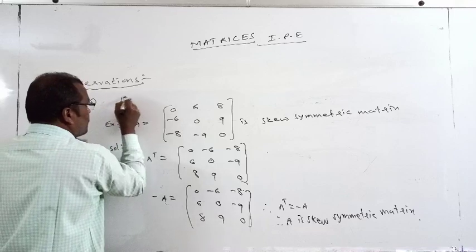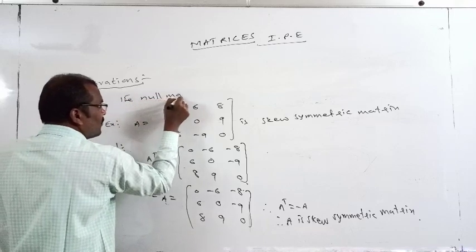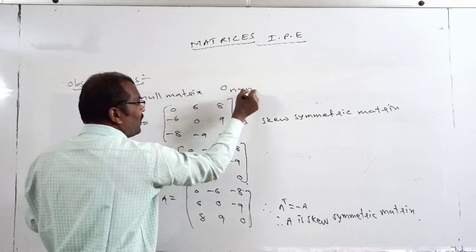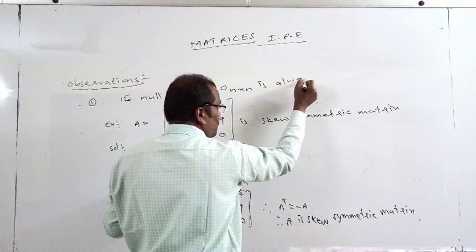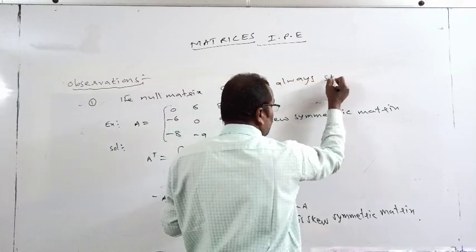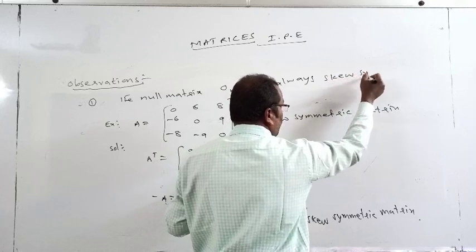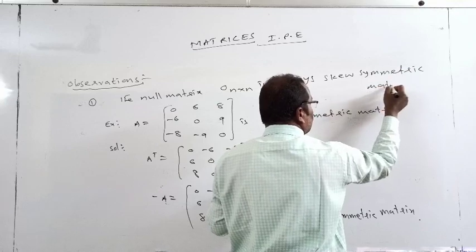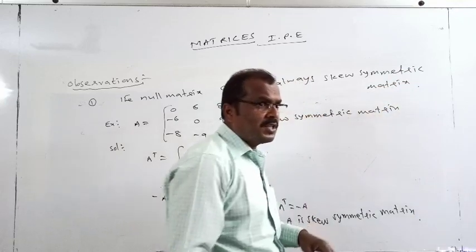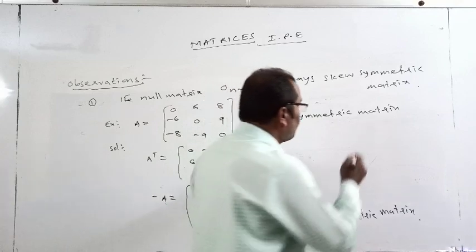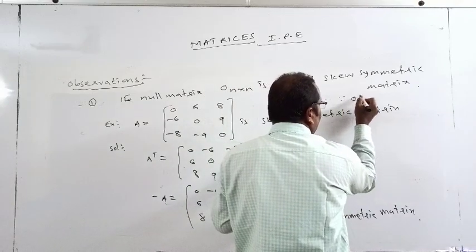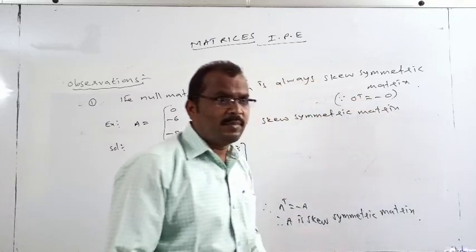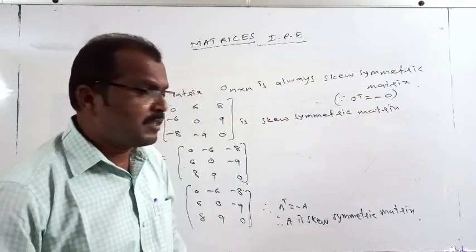The null matrix, or you can say the zero matrix, O n cross n, is always a skew symmetric matrix. Why? Because O transpose is always equal to minus O. Since O transpose is equal to minus O is possible, as minus 0 is the same as plus 0.